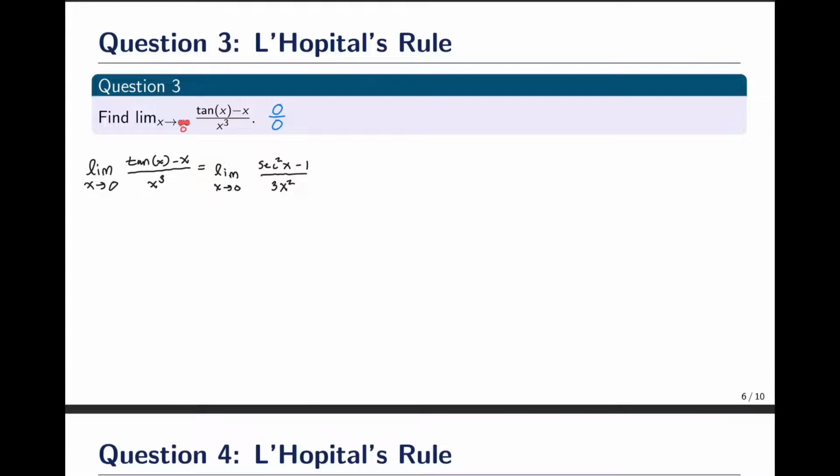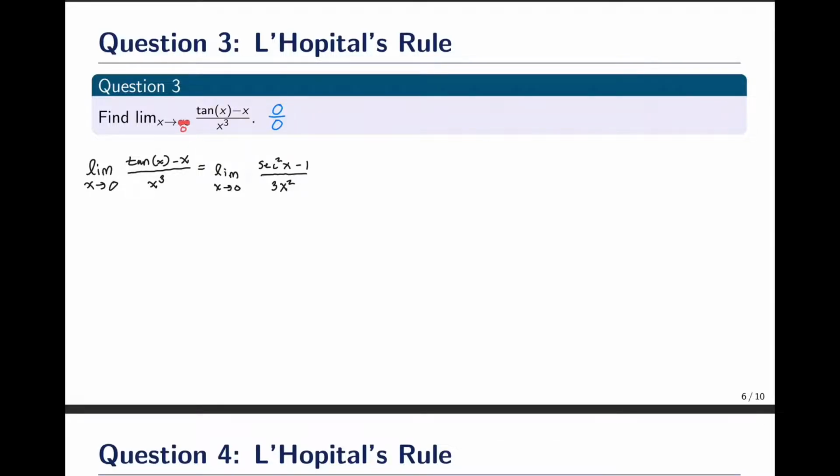Another way that I like to think about secant is just rewriting this as 1 over cosine squared x. And then as I send x to 0, this entire thing goes to 1. So as I send x to 0, secant squared of x is going to go to 1. But then 1 minus 1 is going to give me the 0 in the numerator that I'm looking for. And then again, as I send x to 0, 3x squared is definitely going to go to 0.